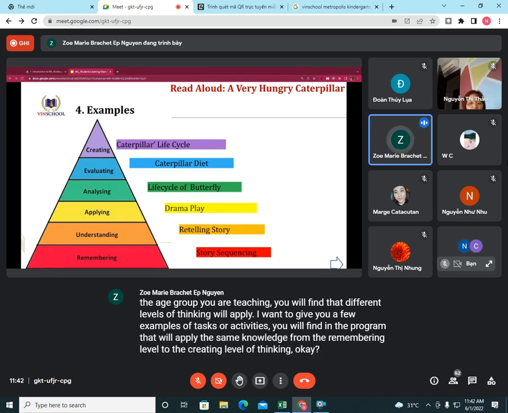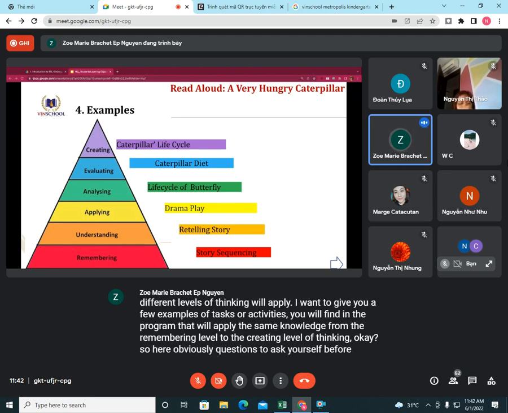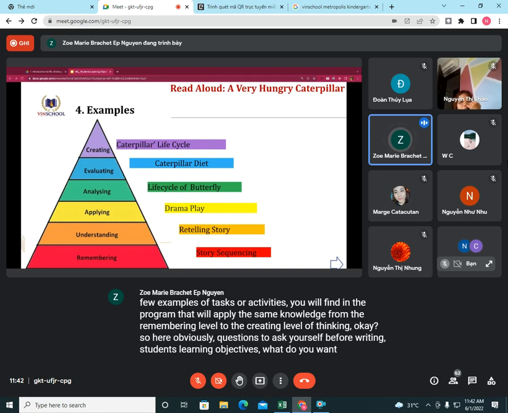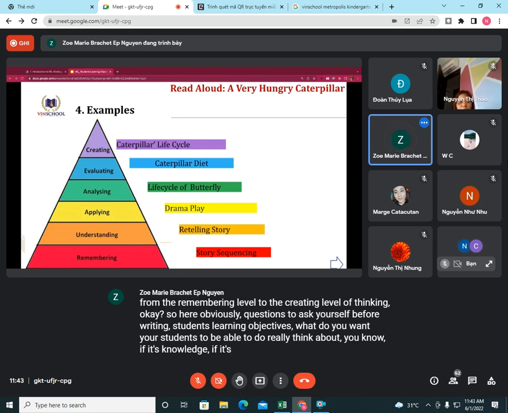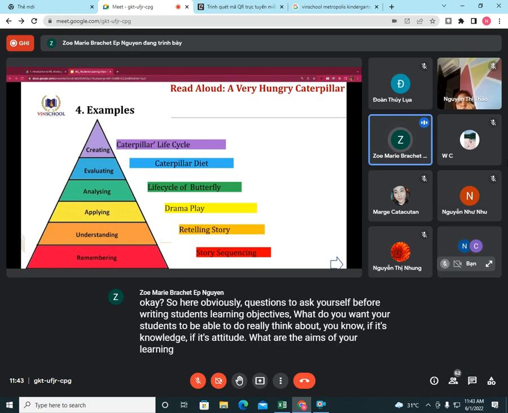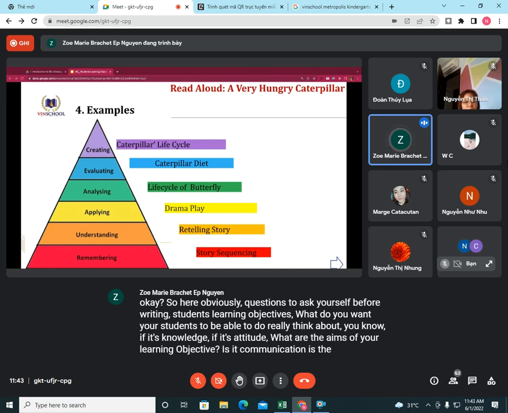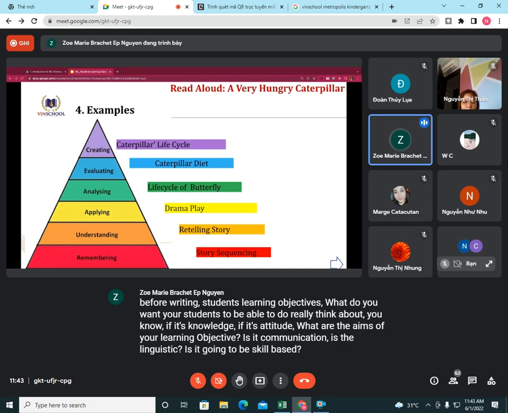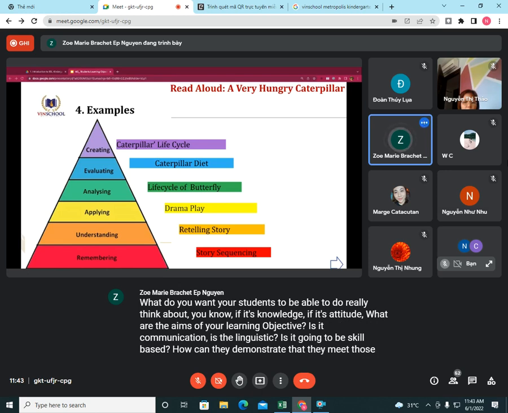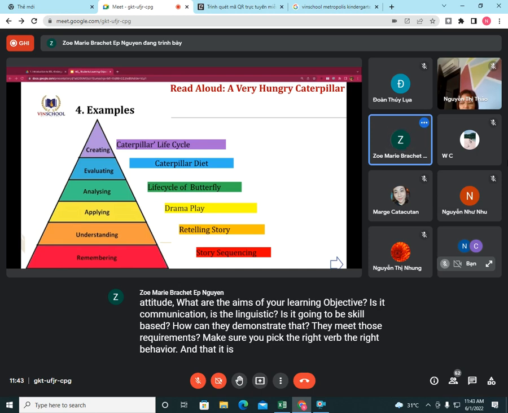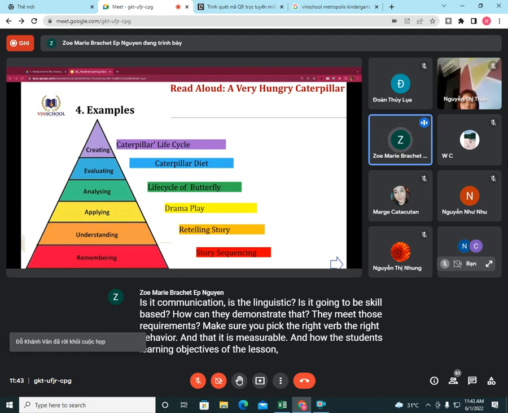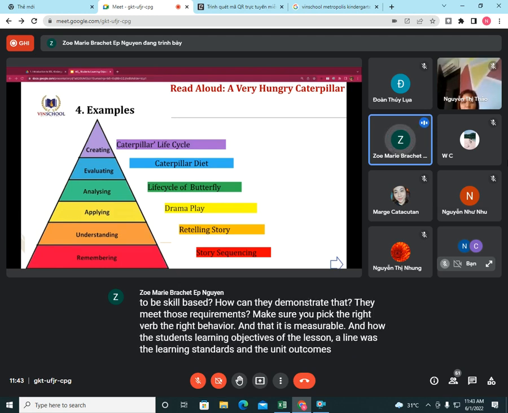Okay, so here, obviously, questions to ask yourself before writing students' learning objectives. What do you want your students to be able to do? Really think about whether it's knowledge or attitude, what are the aims of your learning objective? Is it communication? Is it linguistic? Is it going to be skill-based? How can they demonstrate that they meet those requirements? Make sure you pick the right verb, the right behavior, and that it is measurable. And how the students' learning objectives of the lesson align with the learning standards and the unit outcomes. I always go back to that.